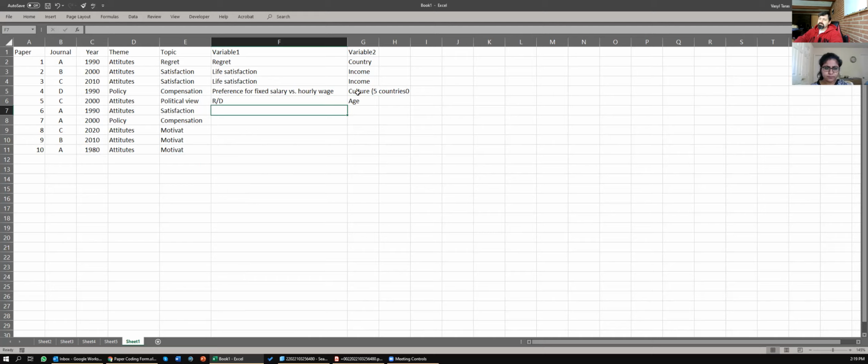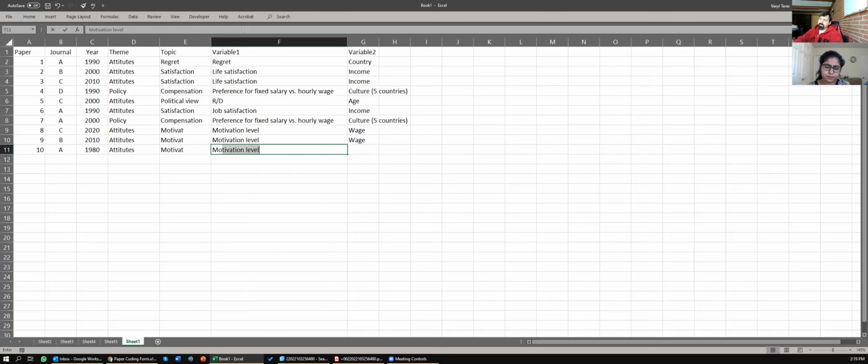Then satisfaction, these looked at job satisfaction, and they looked also at income, for example. Compensation, maybe they had the same thing, and then culture. And again, I'm hypothetical here because it will be hard to find 2 studies that studied exactly the same stuff, but close enough. Here, for example, they looked at motivation level and compensation, and I don't know, wage, motivation level and wage, and here motivation level and bullying in the team.